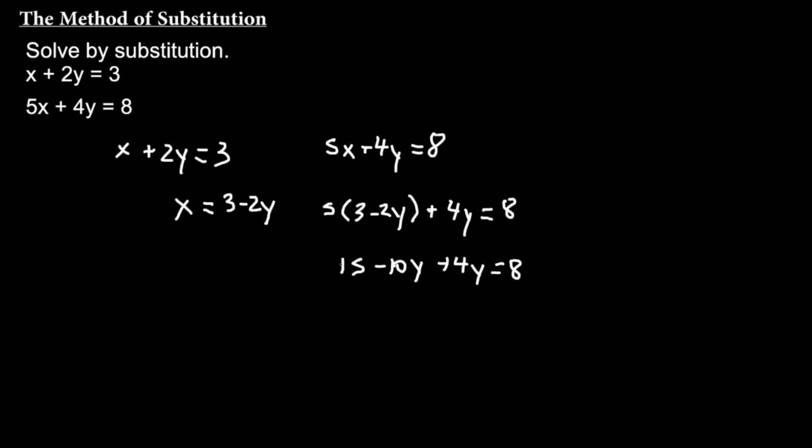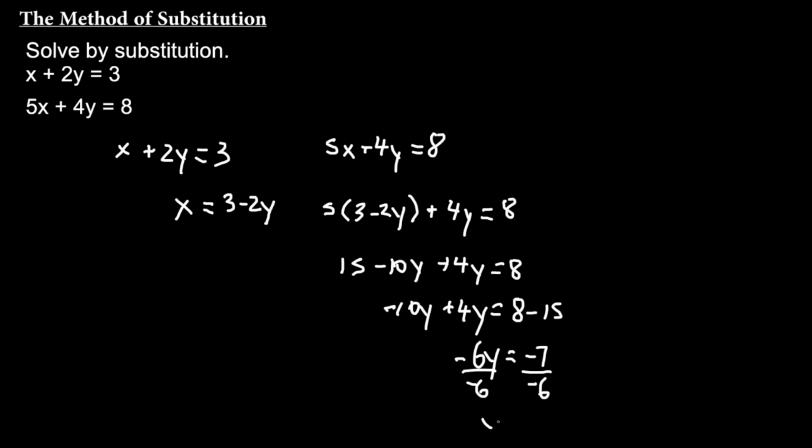So let's move the positive 15 across the equal sign to the other side. Then we get 8 minus 15, and the other two, negative 10y and positive 4y, stay here. From here, negative 10y plus 4y gives us negative 6y, and 8 minus 15 gives us negative 7. Divide by negative 6 to isolate for y.